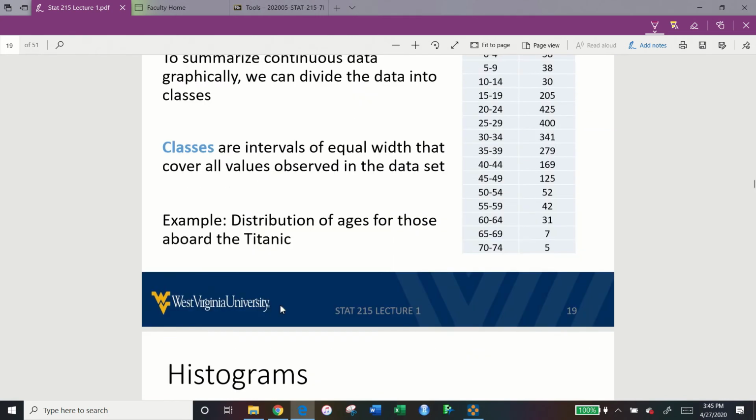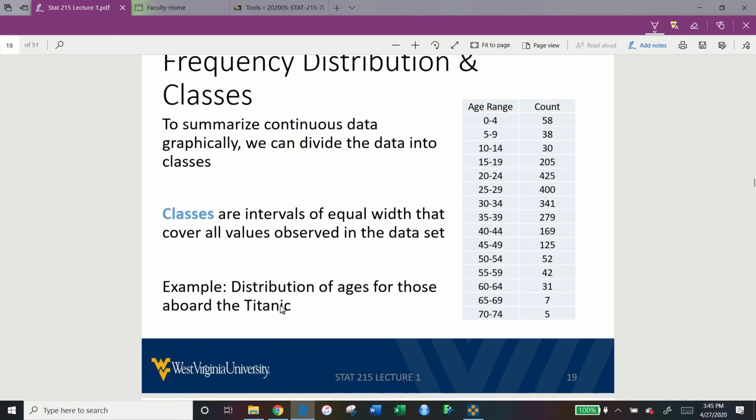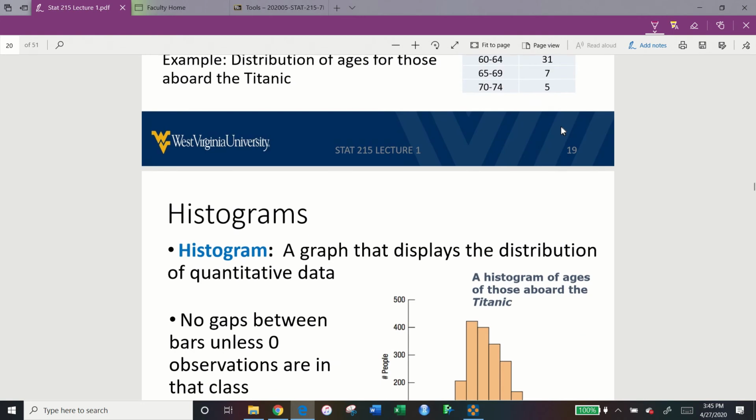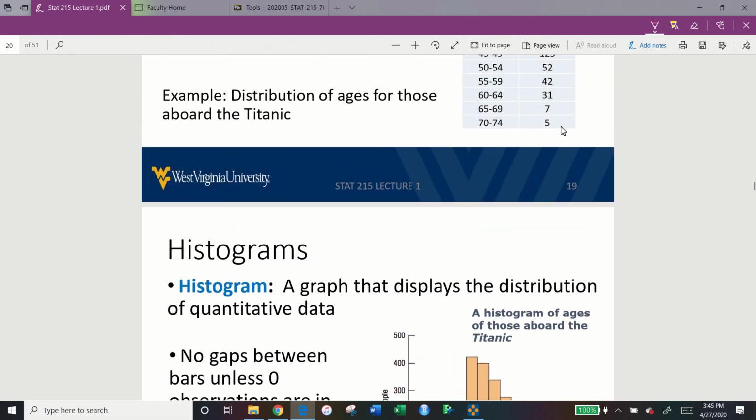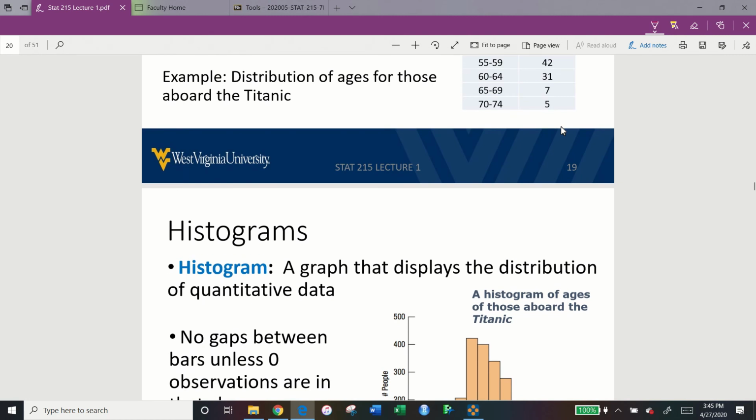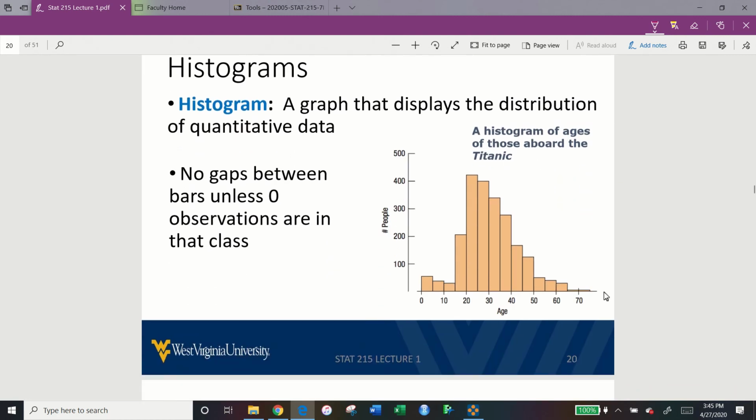Which, if we pull up and look at our histogram data for the distribution of ages in the Titanic, there are passengers at every age category up to 74. But if, hypothetically speaking, we had somebody in their 90s, we would have had a gap and then another bar.